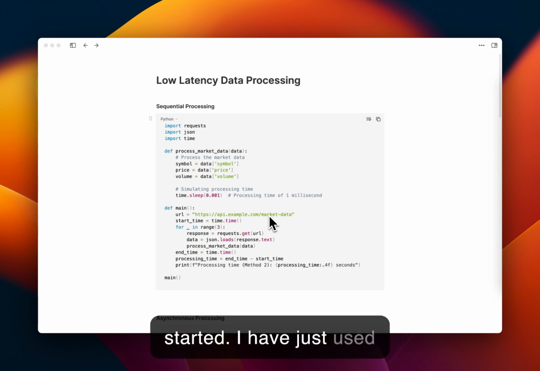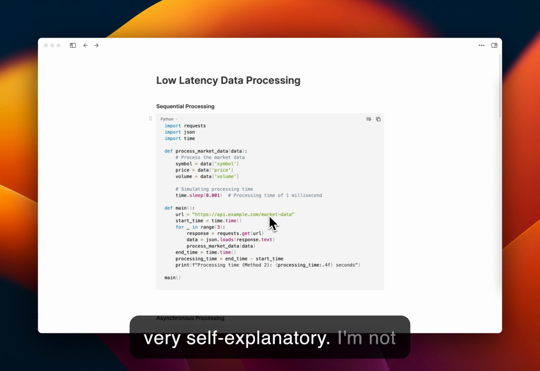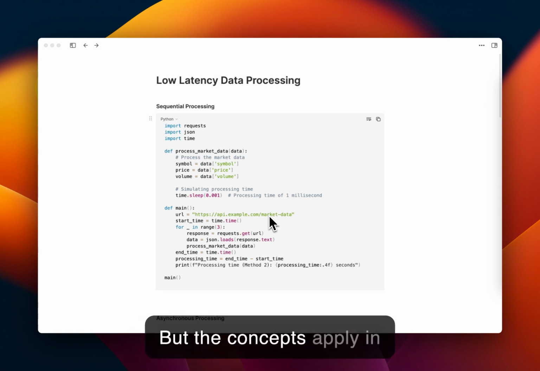I have just used sample code. Most of this is very self-explanatory. I have not tried to actually execute the code because it's very difficult to do execution and show significant gain in terms of time for this small window, and I wasn't recording this during market hours as well, but the concepts apply in general by and large.